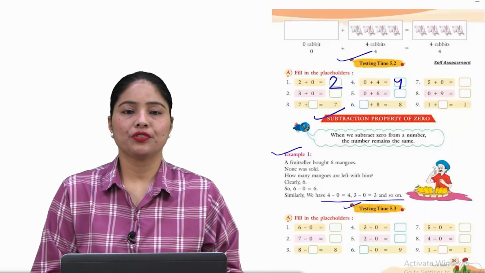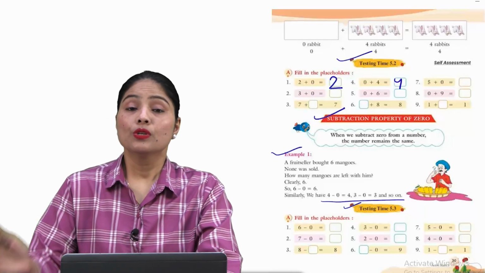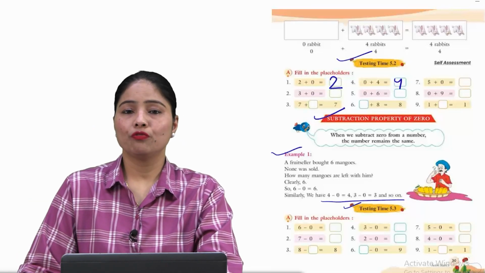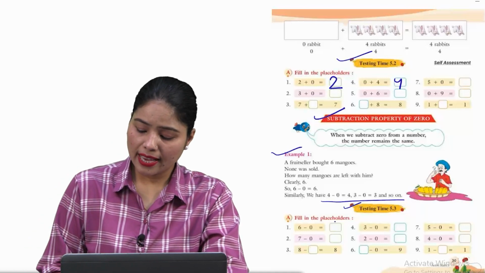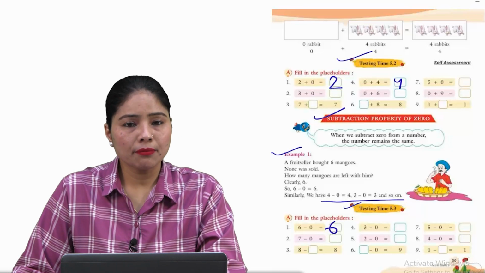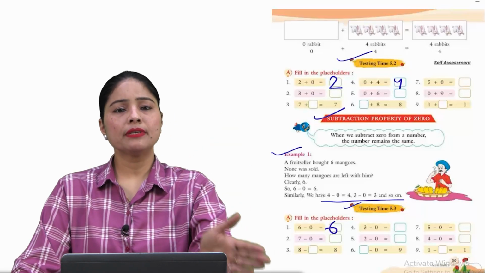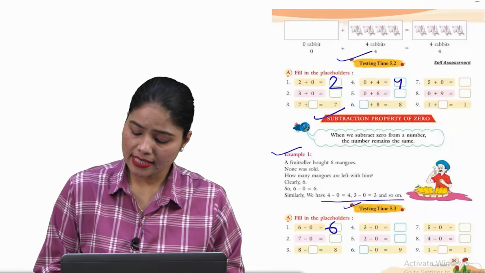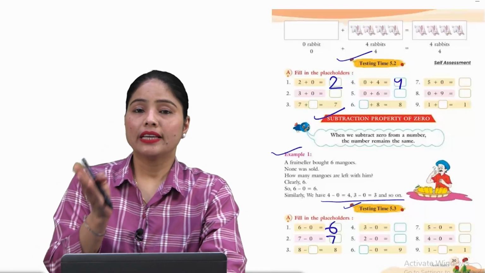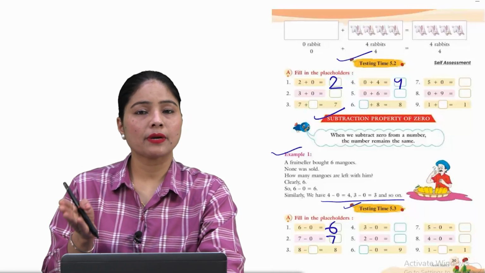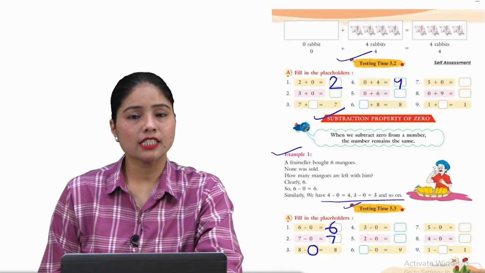Testing time 5.3. Fill in the placeholders. So the first one is 6 minus 0. 6 में से आपको 0 minus करना है. So we know that 0 has no value. So 6 remains 6. Okay, like that way. Similarly, 7 minus 0. Again 7 has value but 0 has no value. So 7 में से 0 जाएंगे. So the answer is 7. Similarly, 8 minus dash is equal to 8. 8 में से कौन सा नंबर आप माइनस करोगे कि आपका 8 रहेगा? Yes, you're right, 0. So 8 minus 0 is equal to 8.